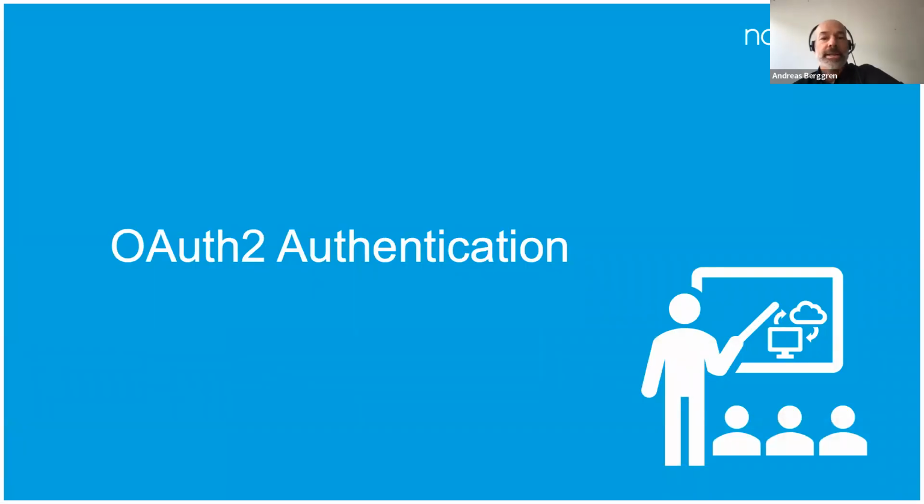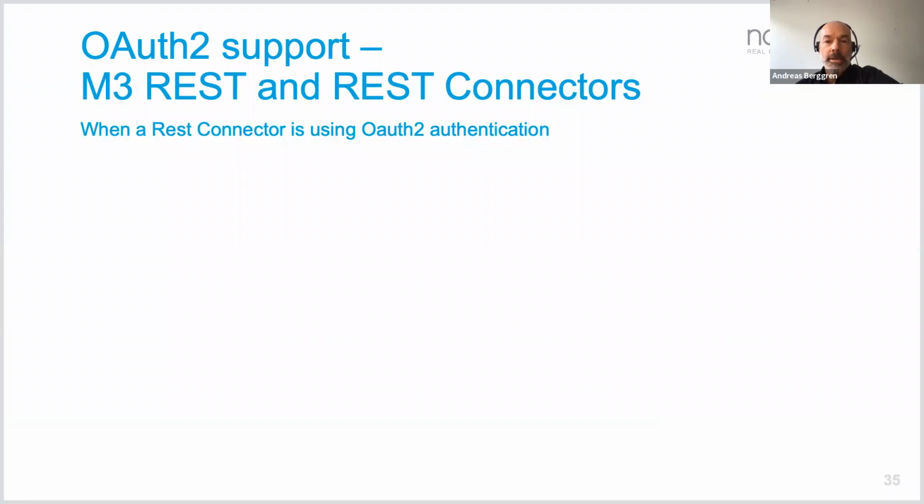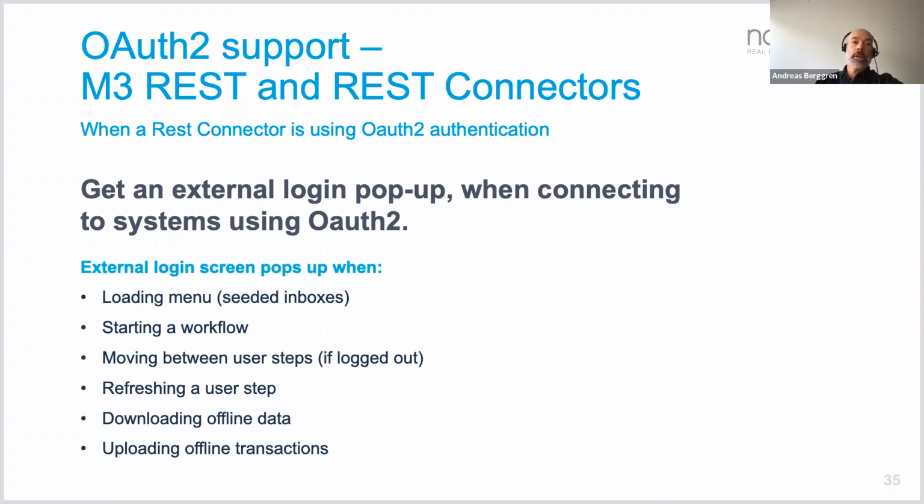OAuth 2 authentication. Use OAuth 2 authentication together with the M3 REST or the generic REST connector, and you will get an external login pop-up when connecting to systems using OAuth 2. So the login screen will be triggered automatically when accessing systems, such as starting a workflow, reloading an inbox, or downloading offline data.